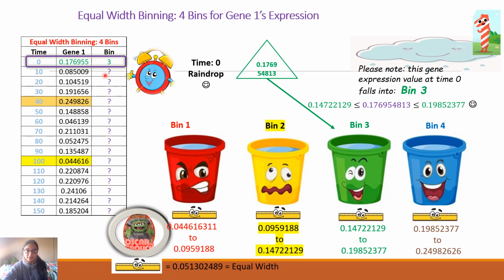And now we have the other time points to try out, and we just have to see which of these intervals the values respectively fall in. That's the goal of equal width binning.